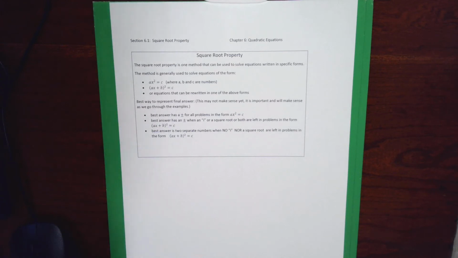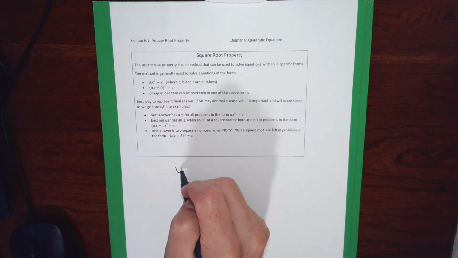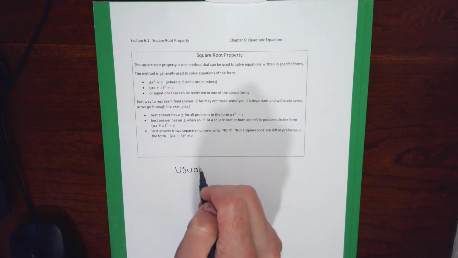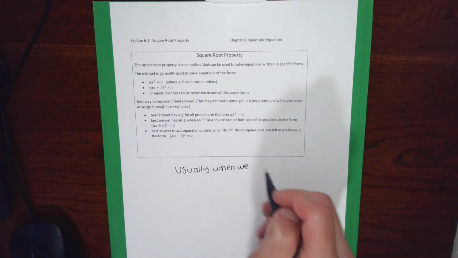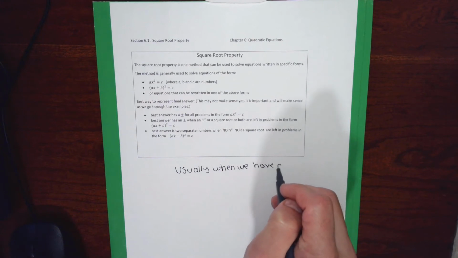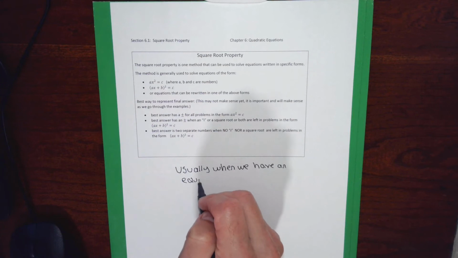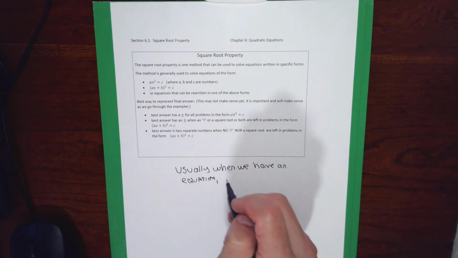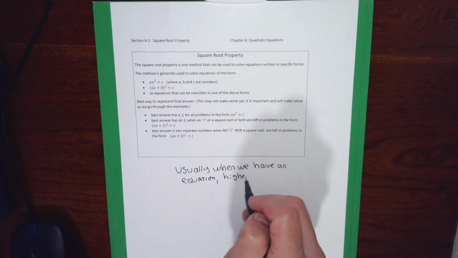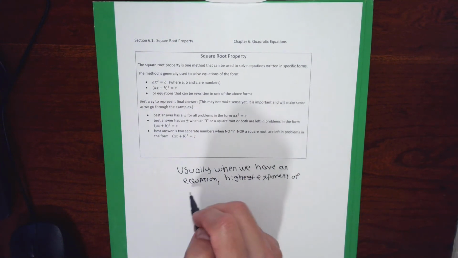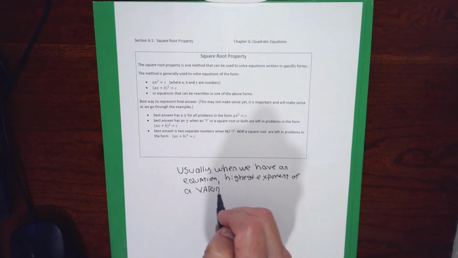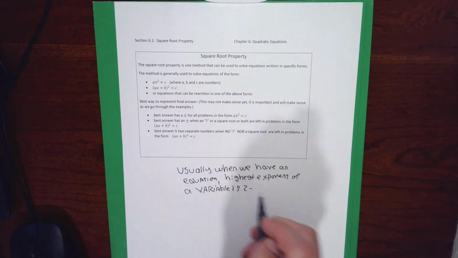At the end of chapter 5, in section 5.8, we solved equations that had an x squared by factoring. Usually when we have an equation, which is a problem with an equal sign, and the highest exponent is a 2 for the variables, we expect 2 solutions.